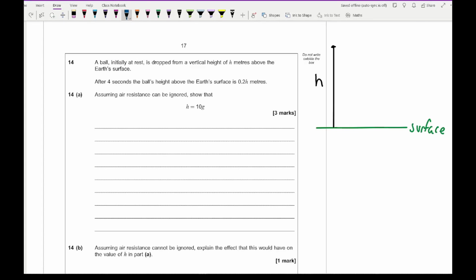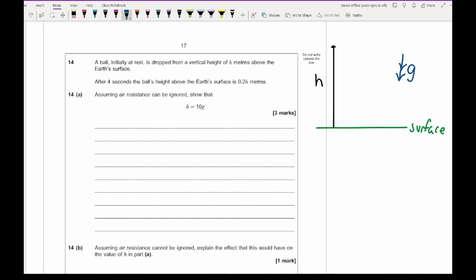Question 14. A ball initially at rest is dropped from a vertical height of h meters above the Earth's surface. On the diagram, I've got the horizontal for the Earth's surface and the vertical for the height from which the ball is dropped. As the ball is being dropped, it is going to fall under gravity, and gravity will be the acceleration in this question. Since gravity is constant, it is another SUVAT question.